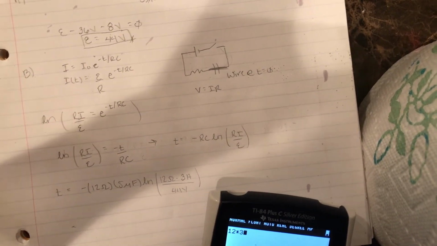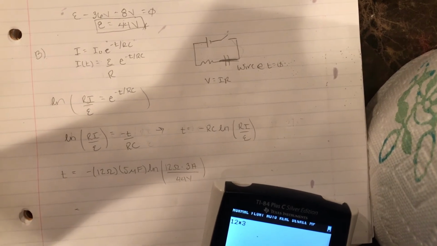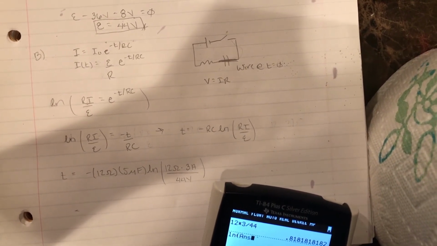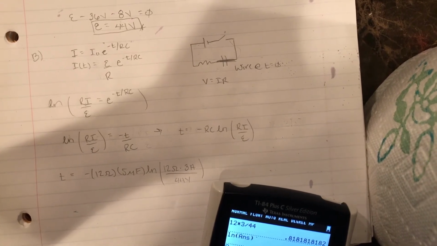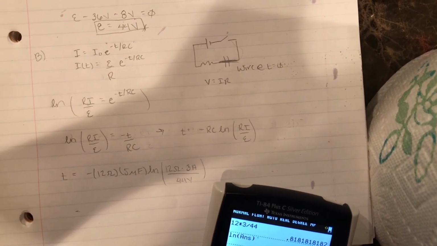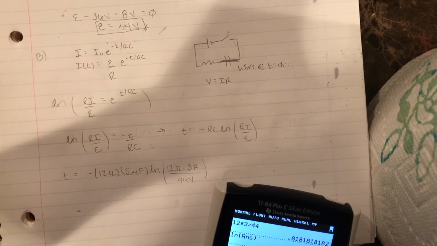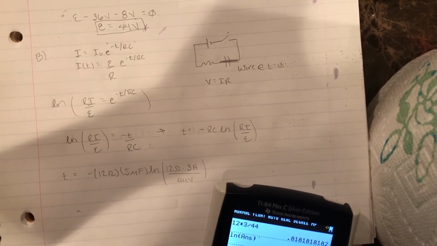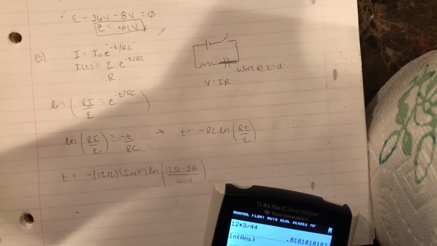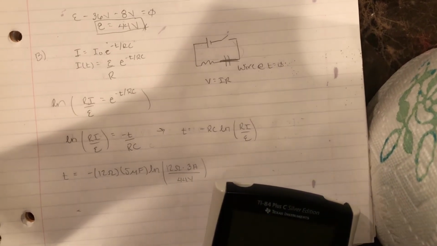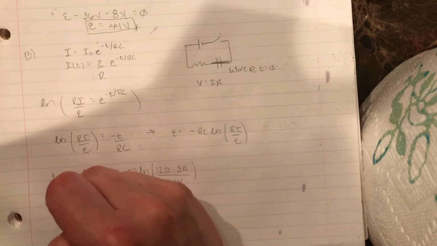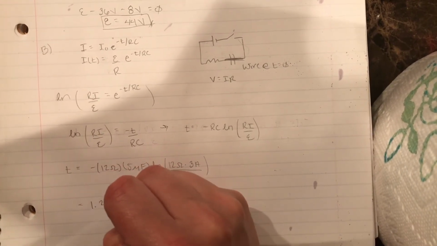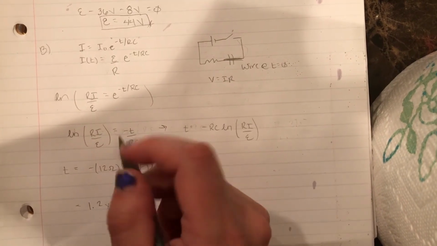So 12 times 3 divided by 44. Natural log of that, times 5 times 10 to the minus 6, times 12, times the minus 1. So 1.2 times 10 to the minus 5 seconds.